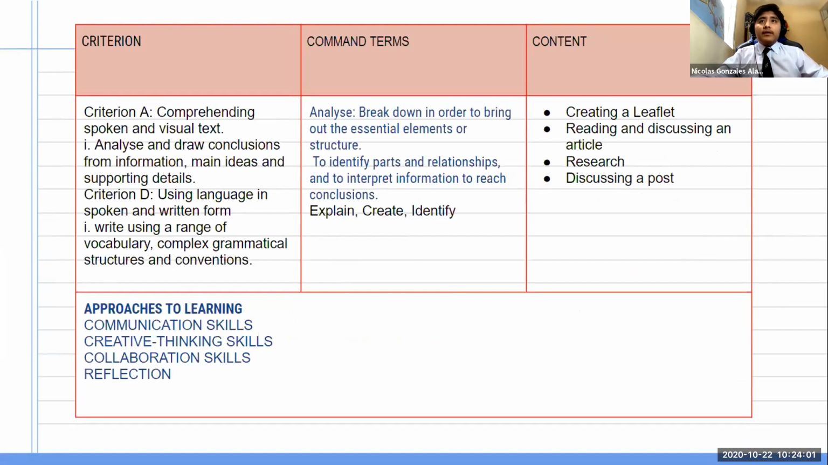Then we have the criteria table that we need to follow, criterion A and criterion C. These are the criteria we develop during the second term, plus the ending tasks that we must do during the process and the objectives that each part of the process has, and the ATL skills that we develop. For example, the communication skills, creative thinking skills, collaboration skills, and reflection.